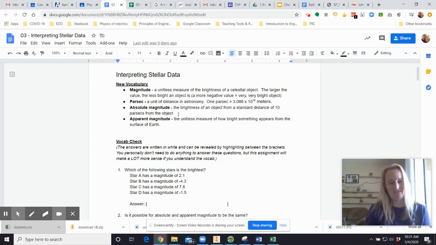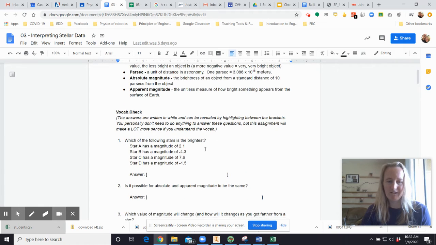Parsec is a unit of distance, so basically 1 parsec is 3 times 10 to the 16th meters. It's much easier to measure things in space by parsecs versus measuring by meters. It's easier to grasp the numbers. Absolute magnitude is the brightness of an object from a standard distance of 10 parsecs from the object. Apparent magnitude is a unit of measure of how bright something appears from the surface of Earth.